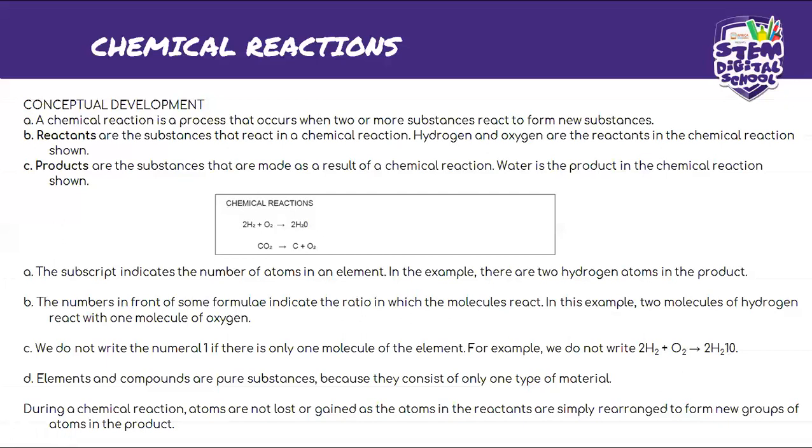Okay. So let's go on. It's already explained here. Elements and compounds are pure substances because they consist of only one type of material. During a chemical reaction, atoms are not lost or gained, as the atoms in the reactants are simply rearranged to form new groups of atoms in the product.